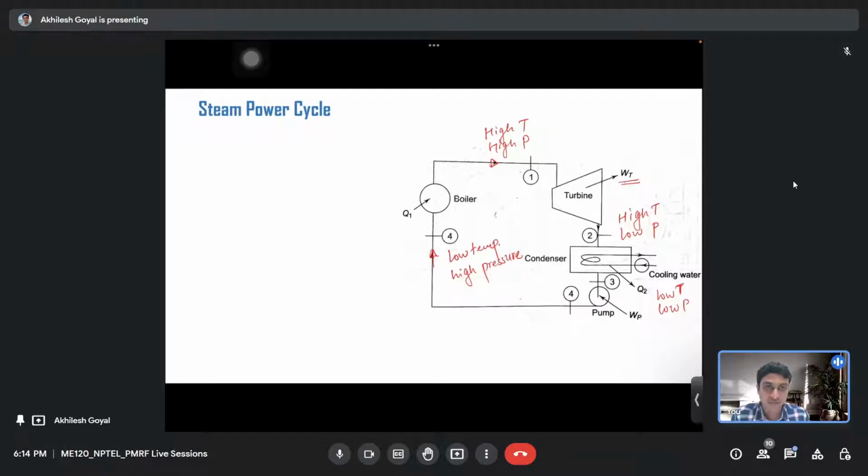So this is the whole cycle. In the boiler, heat is supplied to this water. In the turbine, the work is received. In the condenser, again a heat Q2 is wasted to the cooling water, and then the pump work is done to raise the pressure again of the water. Okay, so this is how this system works, and it goes through the full cycle.